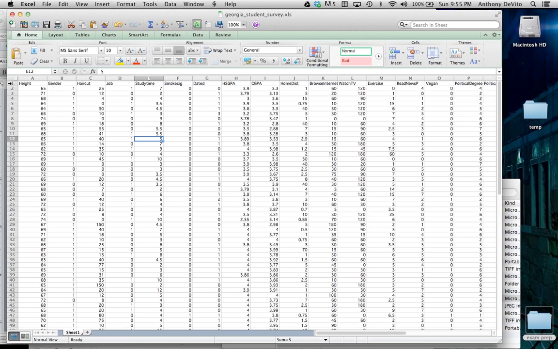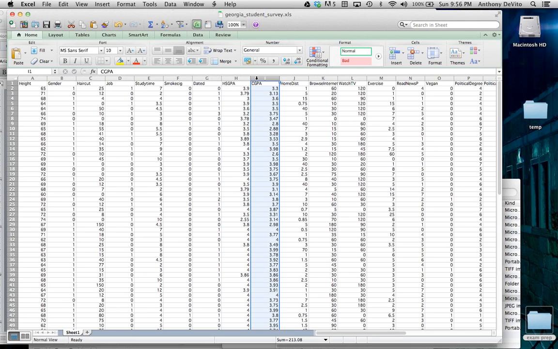Each one of these lines, the first line, represents the name of a variable. Height, gender, ones and zeros represent male and females. A type of haircut, I guess. Number of days since a haircut, maybe that's what it is. Whether or not they're working, study time, cigarette smoking, and so forth. Study time might represent the number of hours per week that they study, or hours per day. Well, at 10 hours, I guess that's not per day. Whether or not they smoke, if they're dating, high school grade point average, college grade point average, and so forth.